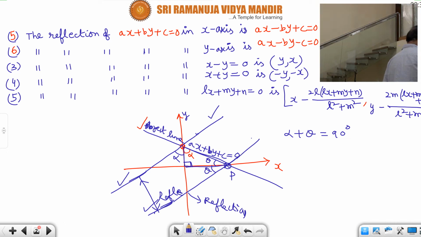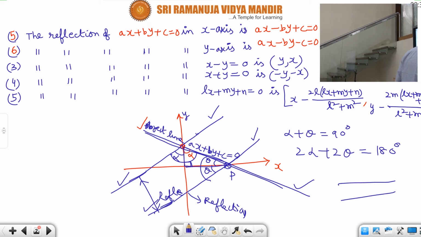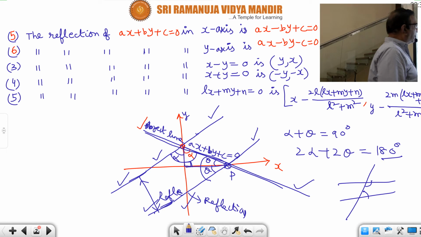Now two lines are there. This line and this line are there. And take this line ax plus by plus c is equal to 0 as transversal. What is the sum of the interior angles? 2 alpha plus 2 theta. Alpha plus theta is 90, so 2 alpha plus 2 theta is what? 180. So two lines are there, we don't know whether they are parallel or not. A transversal is there. Sum of the interior angles is 180 means the lines must be parallel. So that is why these two lines are parallel.